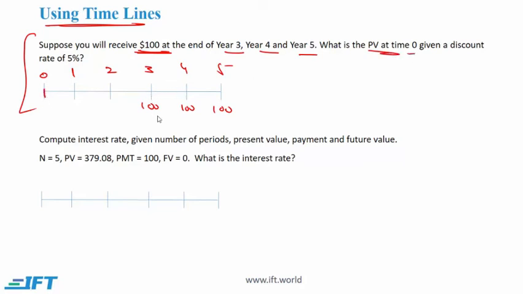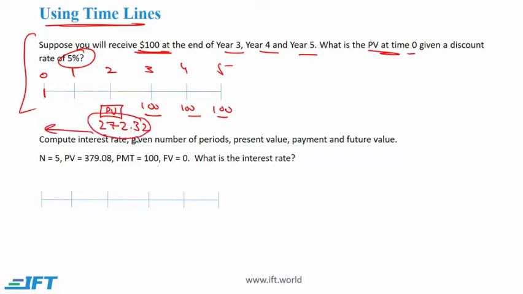What is the present value at time 0? What we can do here is treat these three numbers as an ordinary annuity. So we can say that n is equal to 3, the interest rate is, let's say, 5%, and we come up with the present value. The present value will be 1 period before the first payment. And when we do this calculation, we'll get 272.32.